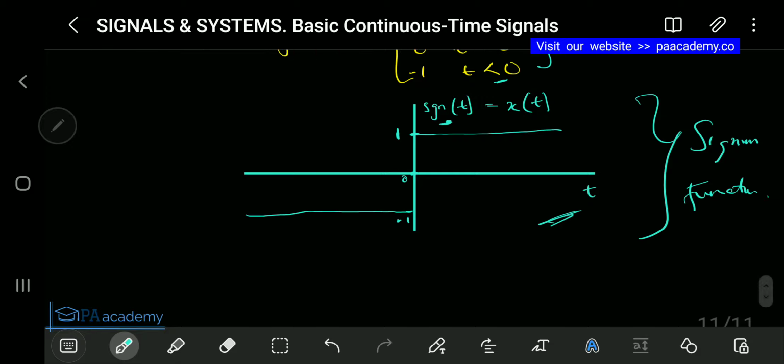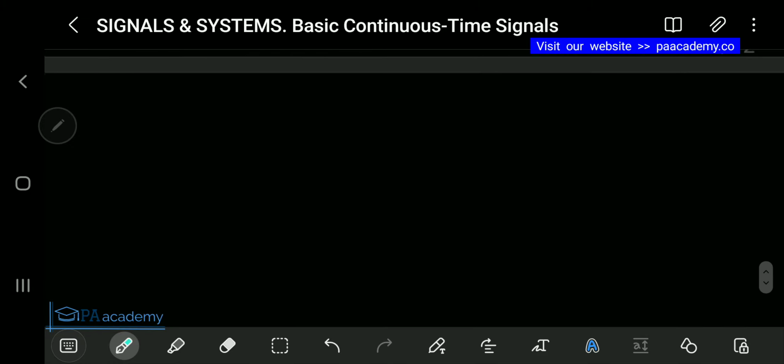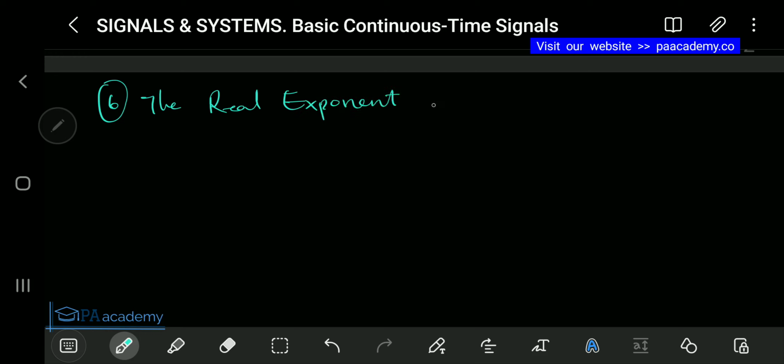All right, so now let's go to the next one. That's number 6, the real exponential function. The real exponential function is defined as x of t is equal to a exponential sigma t, exponential raised to the power sigma t.